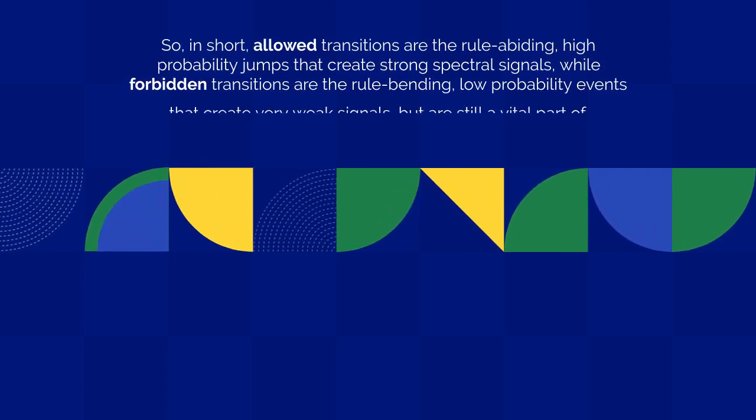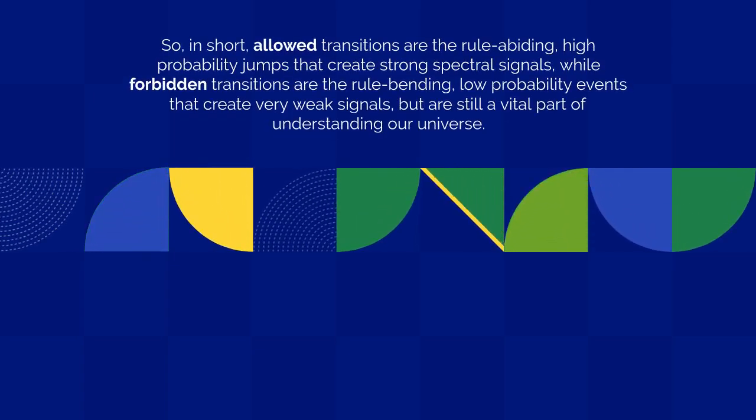So, in short, allowed transitions are the rule-abiding, high-probability jumps that create strong spectral signals, while forbidden transitions are the rule-bending, low-probability events that create very weak signals but are still a vital part of understanding our universe.